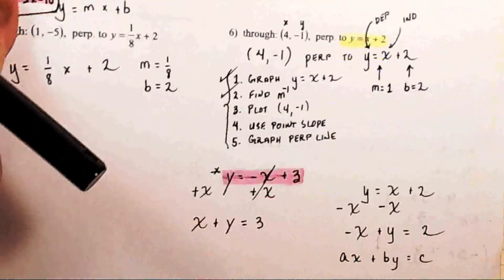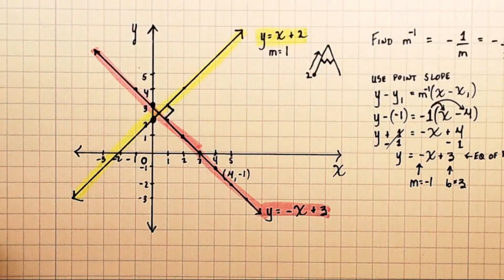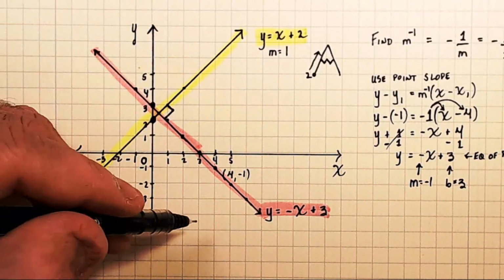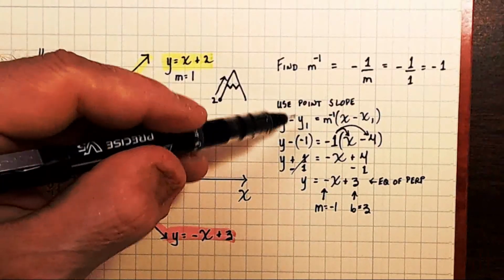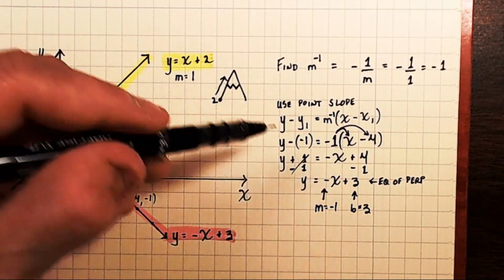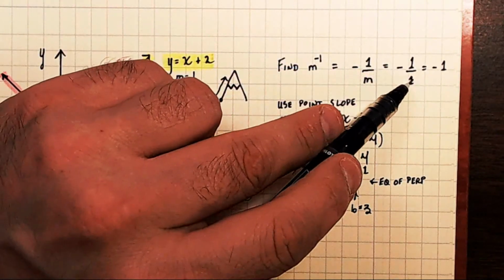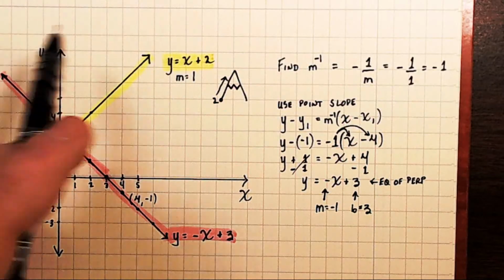You need both the answer, the equation of the line, you need the graph like this, and you need to show your work of how you arrived at the equation of the perpendicular line. You need to show your work of how you arrived at the negative reciprocal of the slope. So all of this goes into each problem.